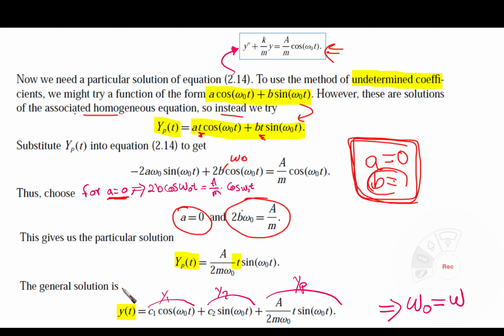So the general solution in this case is going to be y of t equal to y1 here, y2 here, y particular here. So we have c1 cosine omega naught t plus c2 sine omega naught t plus this y particular, we put it here. Remember well that we are talking about omega naught not equal to omega.